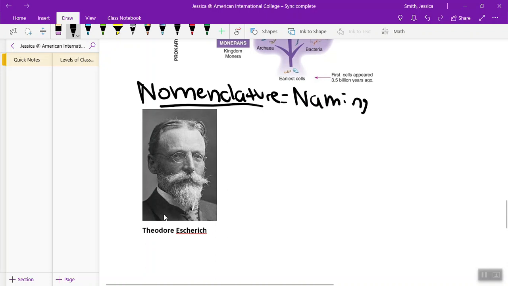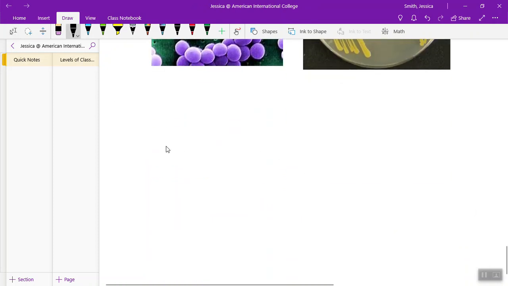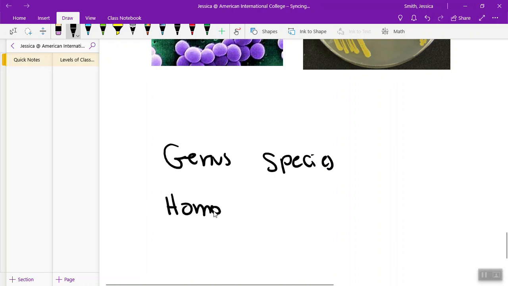Okay, so I'm going to come back to these pictures in a minute. I'm going to write down here. Whenever we write the name of an organism, the genus name comes first, followed by the species name. You have seen this before. For example, us humans, we are Homo, that's our genus, sapiens. And I'm going to underline this, Homo sapiens.